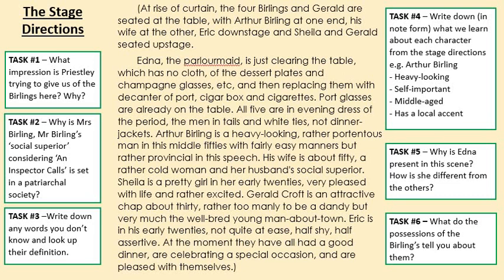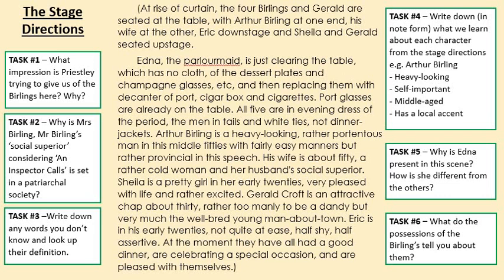Arthur Burling is a heavy-looking, rather portentous man in his middle 50s, with fairly easy manners but rather provincial in his speech. His wife is about 50, a rather cold woman, and her husband's social superior. Sheila is a pretty girl in her early 20s, very pleased with life and rather excited. Gerald Croft is an attractive chap about 30, rather too manly to be a dandy, but very much a well-bred young man about town. Eric is in his early 20s, not quite at ease, half shy, half assertive. At the moment, they've all had a good dinner, are celebrating a special occasion, and are pleased with themselves.